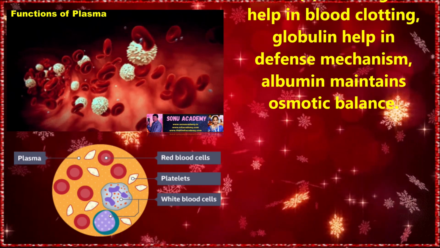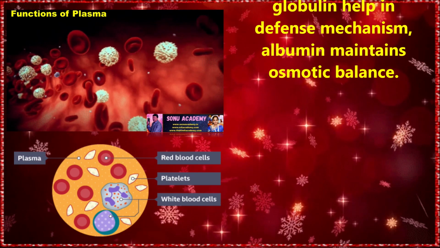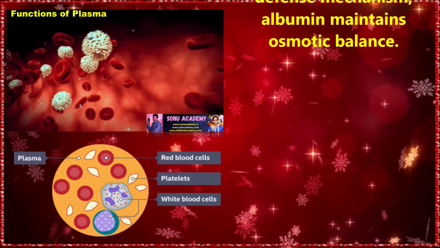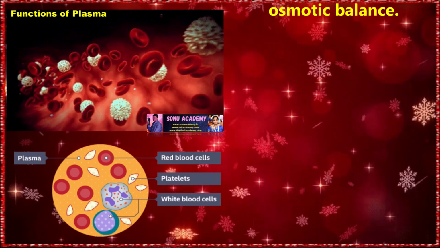Fibrinogen helps in blood clotting. Globulin helps in defense mechanism. Albumin maintains osmotic balance.